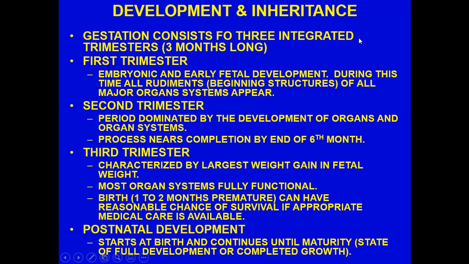Gestation consists of 3 integrated trimesters. So in other words, periods that are 3 months long. The first trimester, you have embryonic and early fetal development. During this time, all rudiments, basically the beginning structures of all major organ systems, appear. Second trimester, this is the period dominated by the development of organs and organ systems. The process nears completion by the end of the 6th month. So basically, by the end of the second trimester, most organ systems are complete. Third trimester, this is characterized by the largest weight gain in fetal weight. Most organ systems are now fully functional.